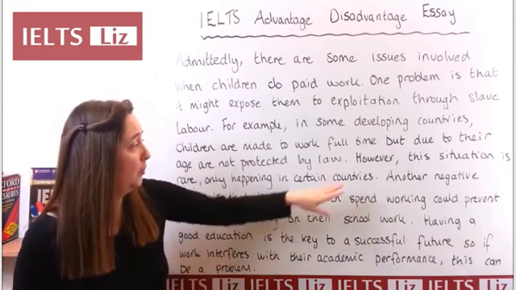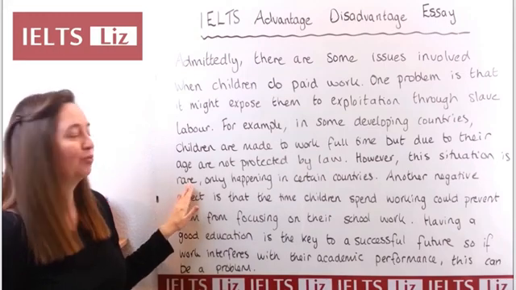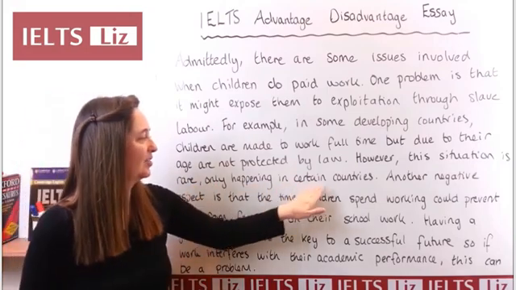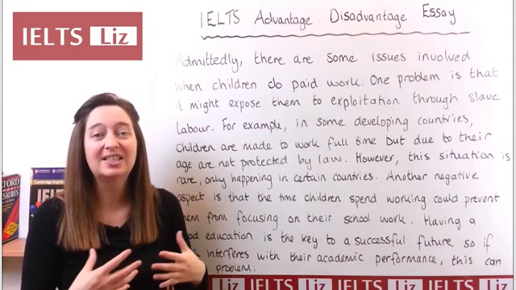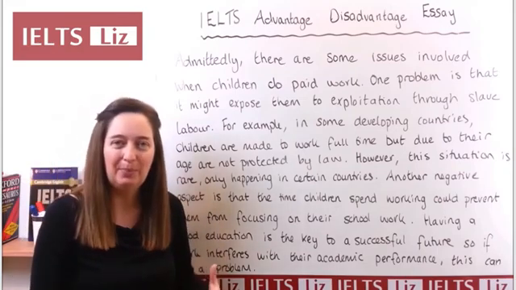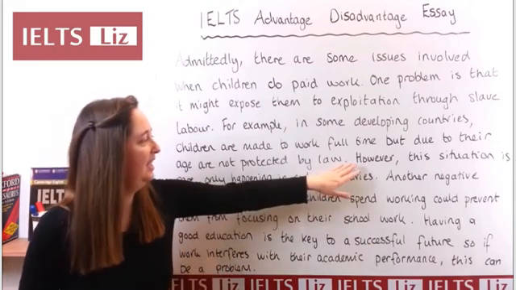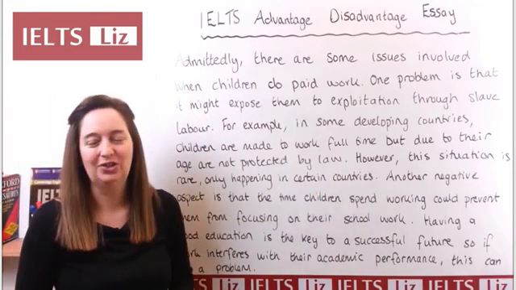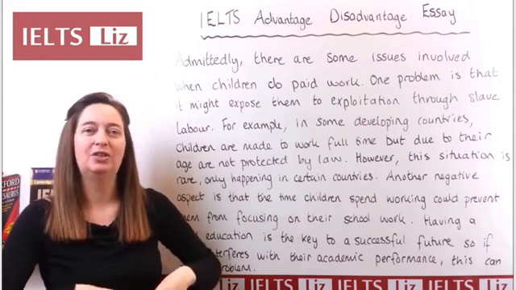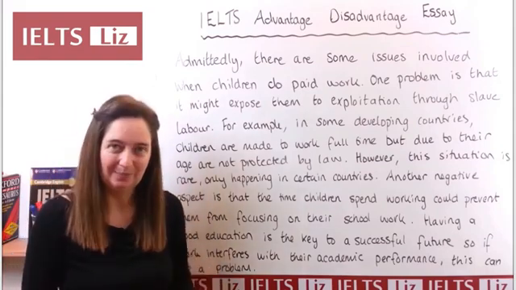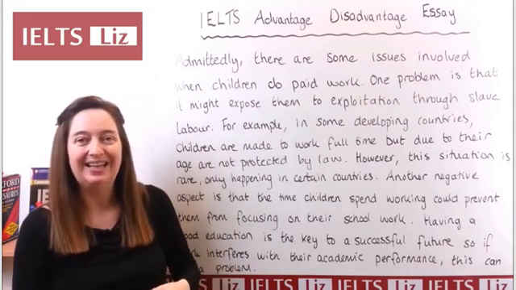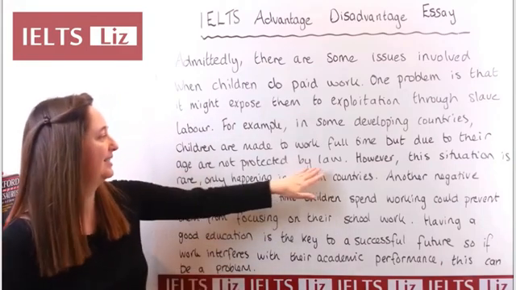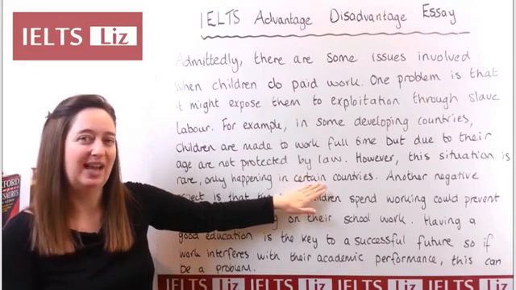So we've got, however, this situation is rare, which means it doesn't happen often. And we've got only happening in certain countries. So it only happens sometimes, occasionally, and it only happens in particular countries, not all countries. And this is the sentence that really explains why we don't think the disadvantages are so important. So remember, it's not about just your ideas, it's about how you present them. And for the outweigh essay, it's about how you present your ideas to support your opinion. So that is the sentence that truly supports our opinion.